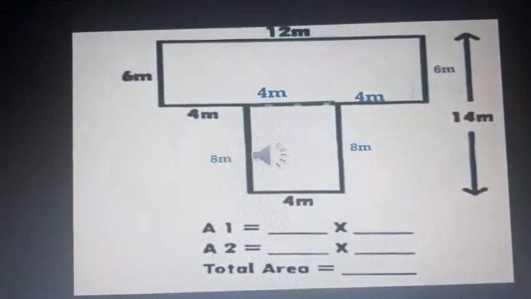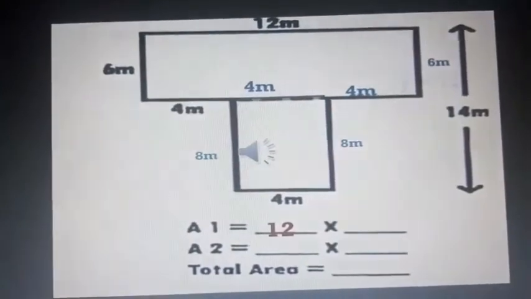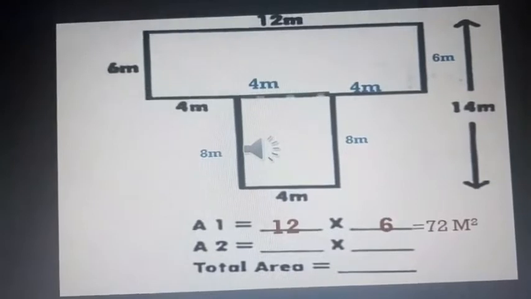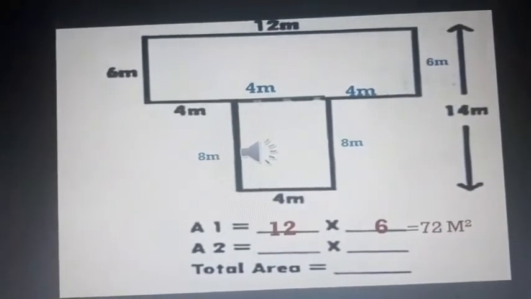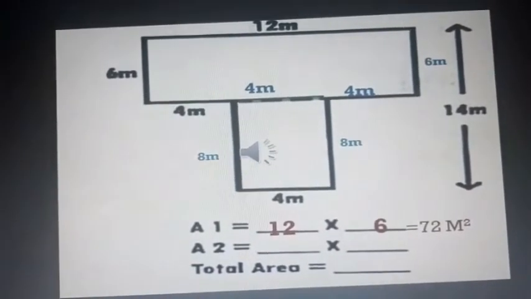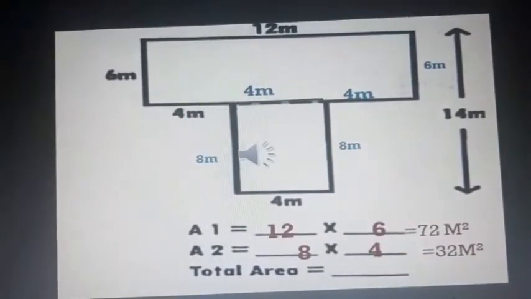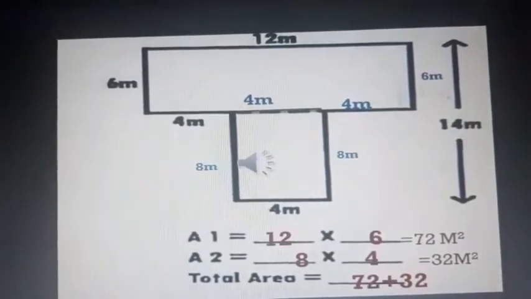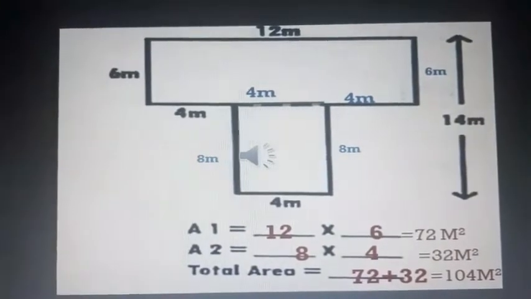The first, I have 12 and 6, so make times between them. 12 times 6 equals, yes, 72, and don't forget your unit. And area number 2, make times between the two dimensions, 8 and 4. It will be 32 meters squared. So the total area will be 72 plus 32 equals 104 meters squared. Yes.